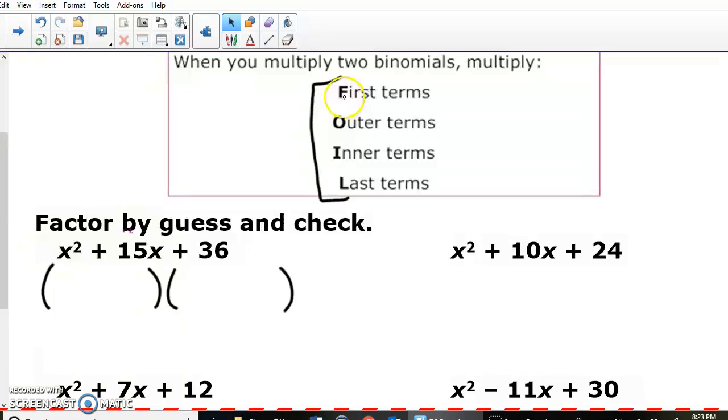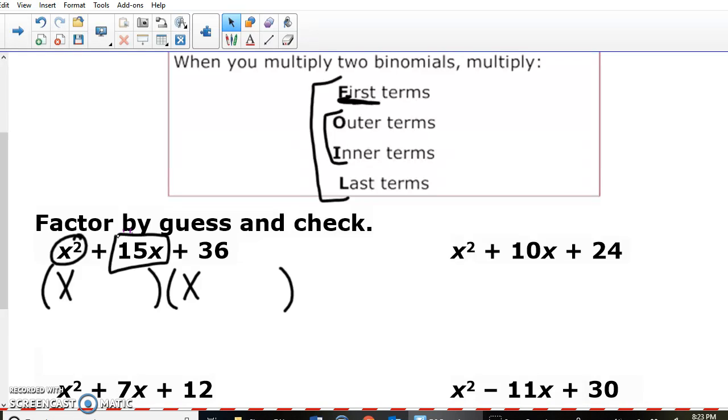Now, if we look at FOIL, we start by multiplying our first terms. And our first terms always will multiply to equal this first term here. So I need to be thinking to myself, okay, what times what will give me x squared? Well, that should be x times x. So I'm going to start with x's out in front. Now, when I go to do my outer and inner parts of FOIL, I end up adding those together, and then that gives me this middle term here.